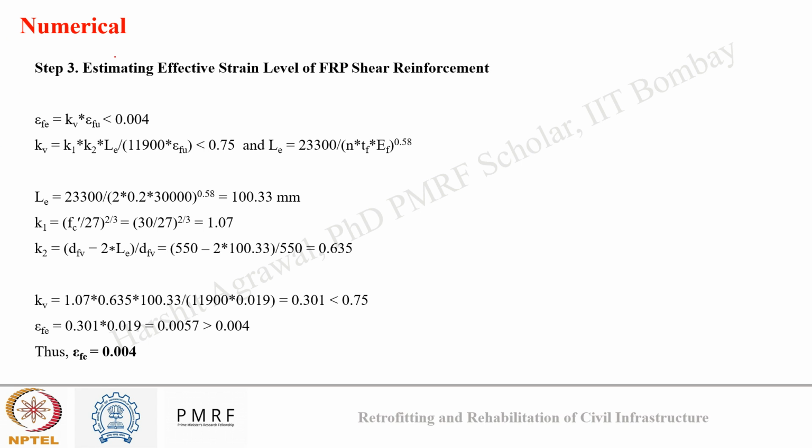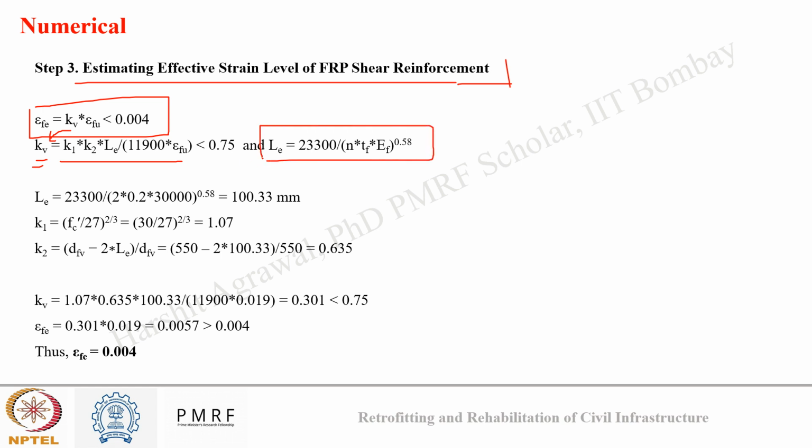Now I need to determine the effective strain level in FRP, so that I can calculate the stress in FRP. The strain for a two-sided strip is given by this equation we saw earlier. In this equation, I need to calculate the bond reduction factor Kv, which is given by K1 K2 Le upon 11,900 times epsilon Fu. Le is the effective bond length, given by this equation. Here we know N, TF, and EF, so we can calculate Le. Le will come out to be 100.33 mm.